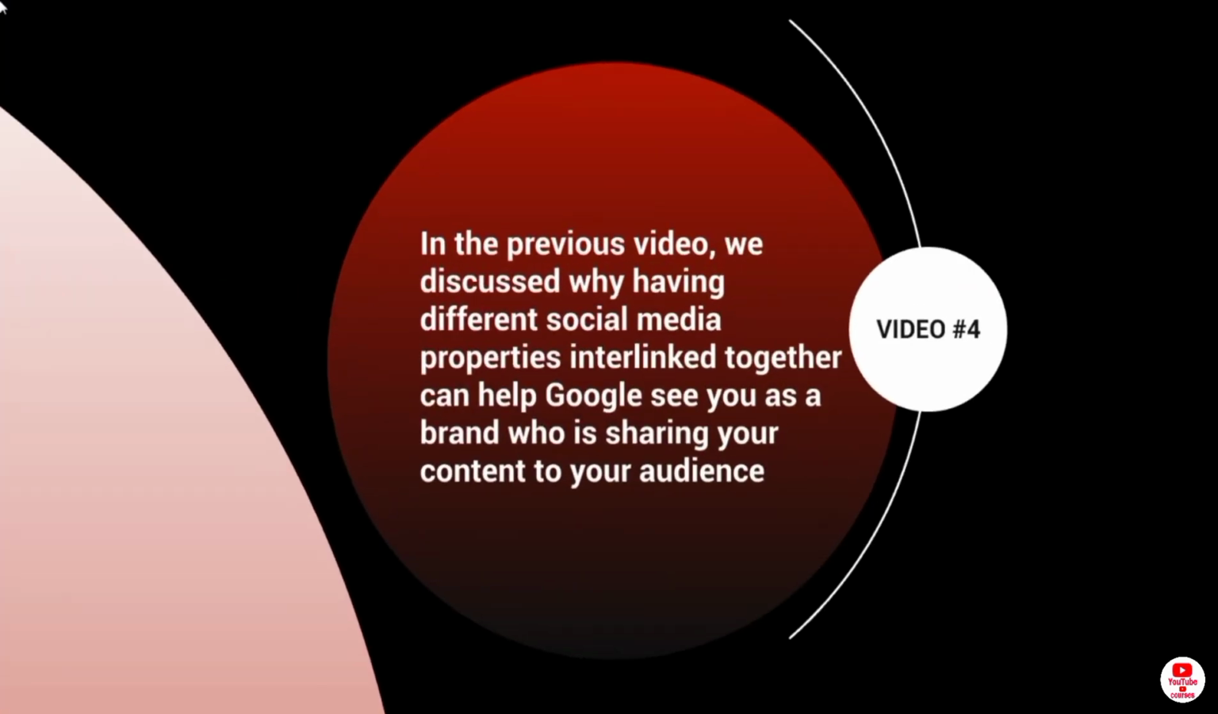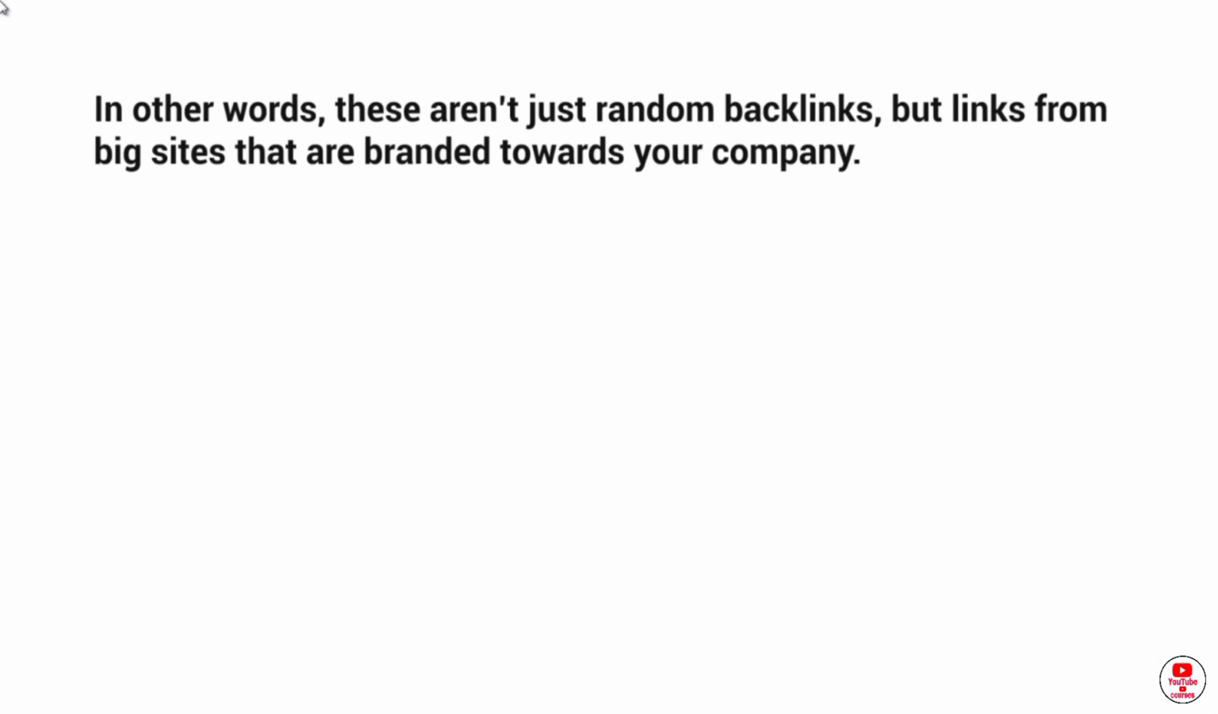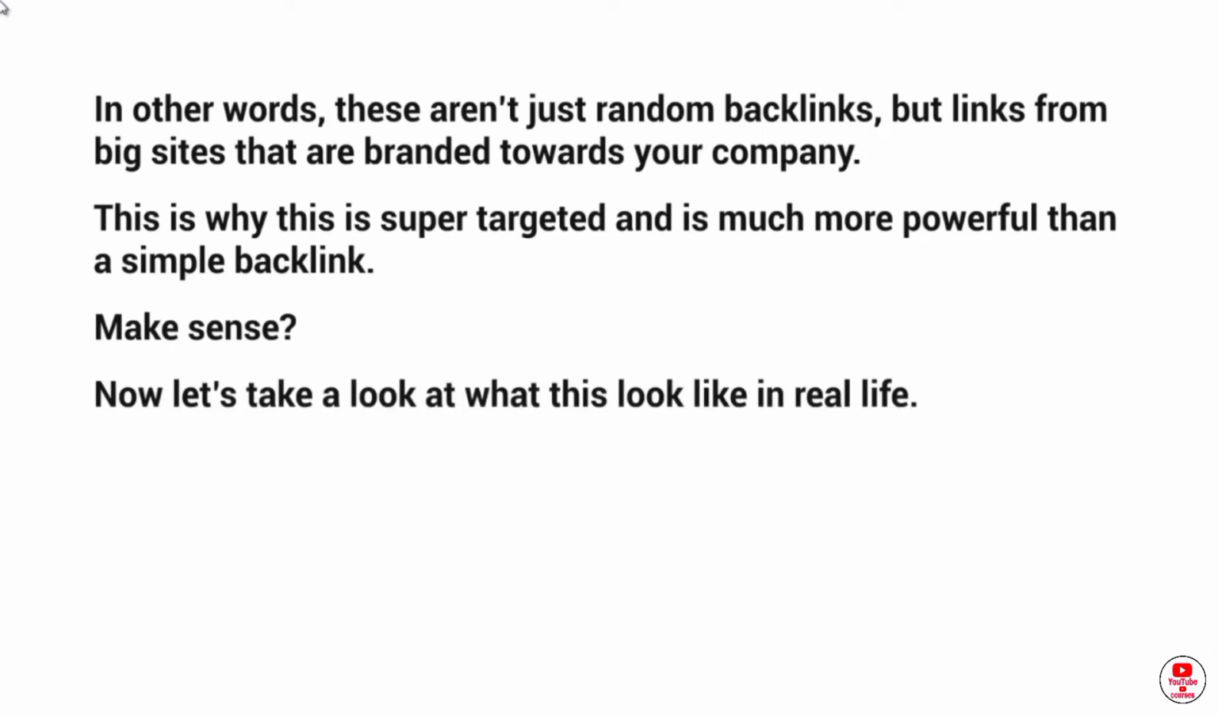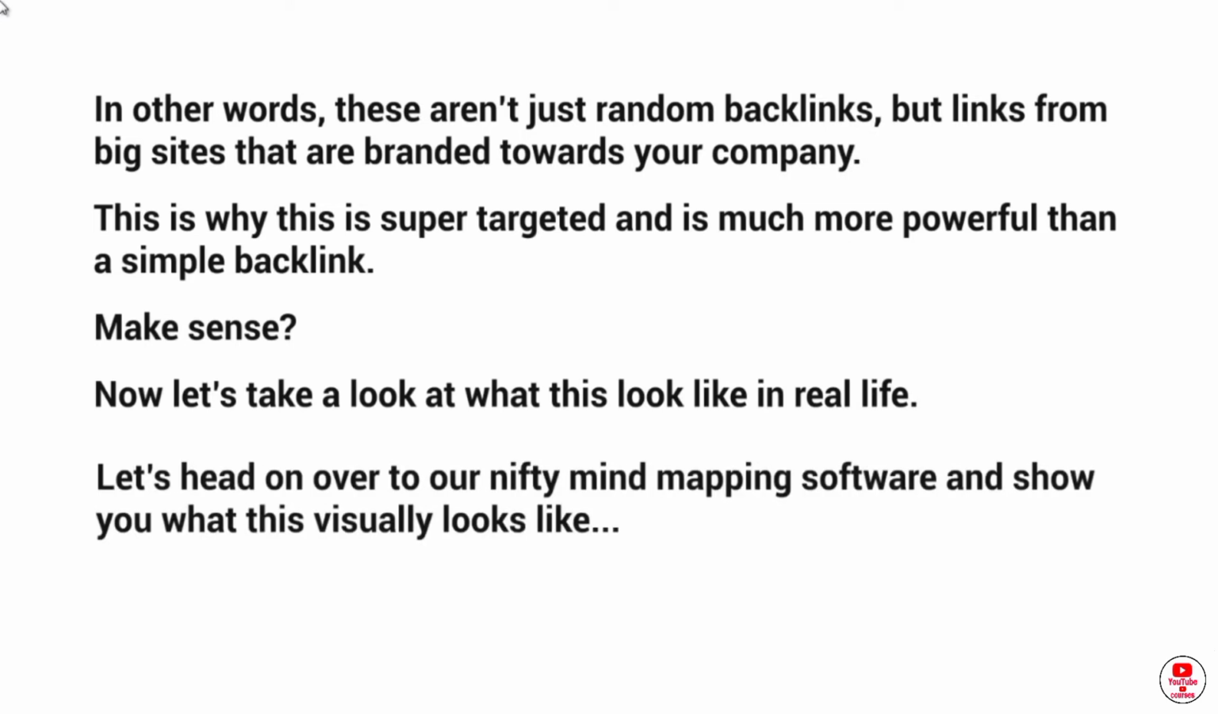So in the previous video, we discussed why having different social media properties interlinked together can help Google see you as a brand who is sharing your content to your audience. In other words, these aren't just random backlinks, but links from big sites that are branded towards your company. And this is why this is super targeted and is much more powerful than a simple backlink. Makes sense? So now let's take a look at what this looks like in real life. So let's head on over to our nifty mind mapping software. I'm going to map things out so that you're going to be able to visually see how it all works.